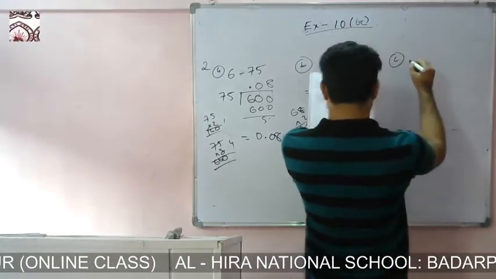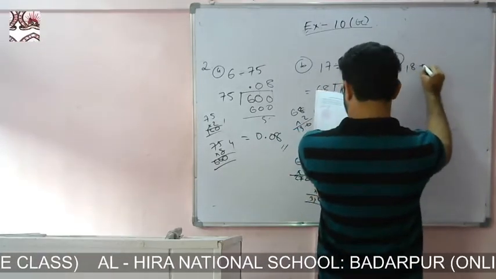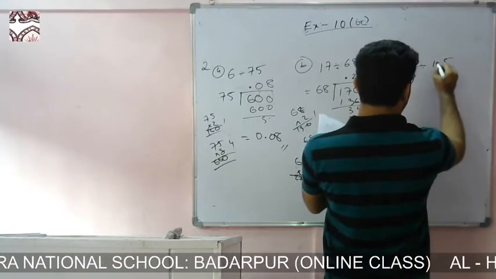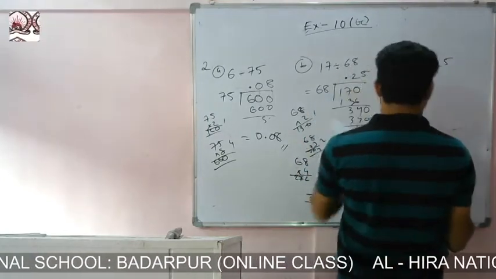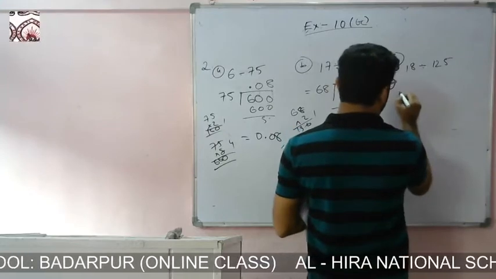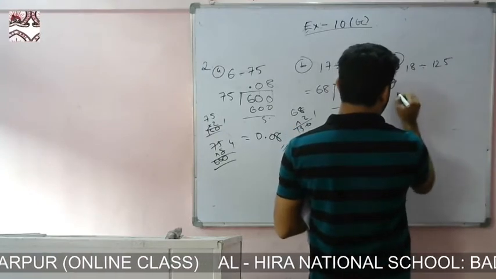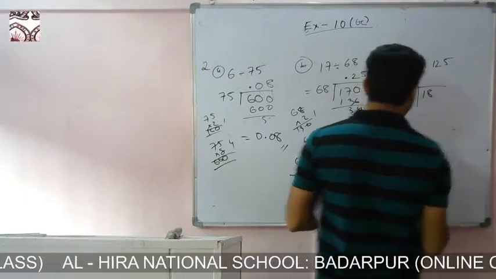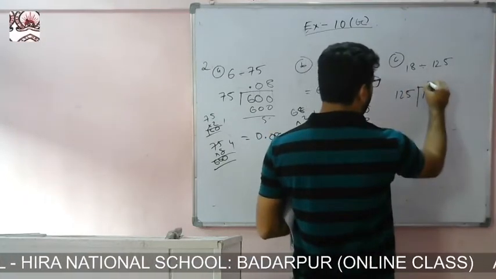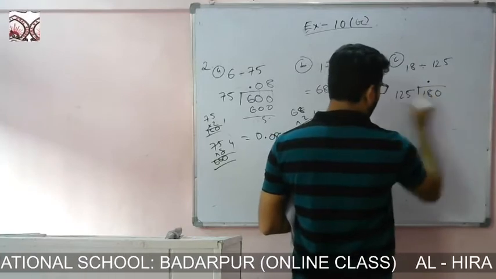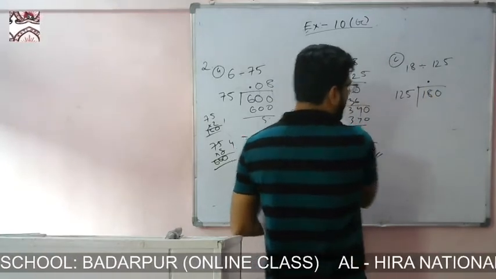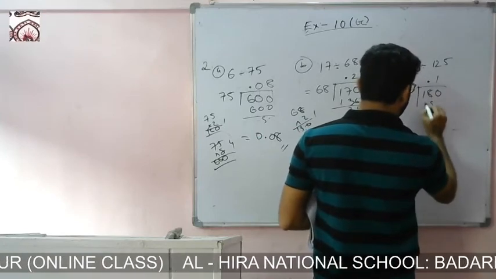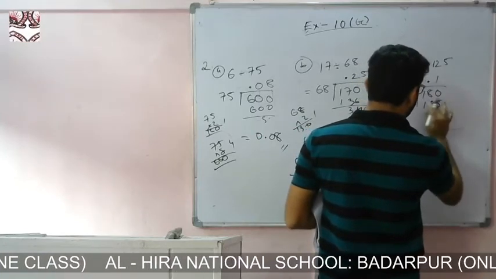See what you see? 18 divided by 125. We cannot divide. So we'll put 1 point. Then we'll put 10. Then 25 1 are 25. 5. Okay.